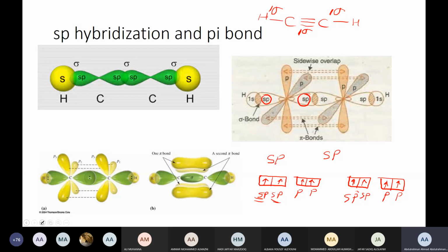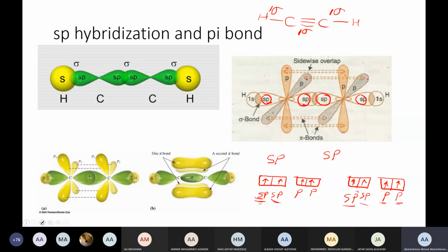Now, look at the sp. These are the sp for the first carbon. This sp and this sp for the first carbon. And this is the sp for the other carbon and the sp for the other carbon, which is this box and this box. And we're already talking about sp. Where are the p orbitals? This is the p for the first carbon. This is the second p for the first carbon. And this is the p for the second carbon. And this is the other p for the second carbon.